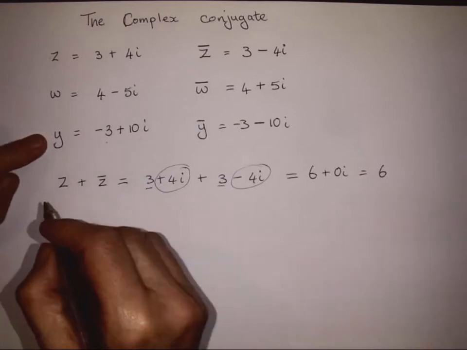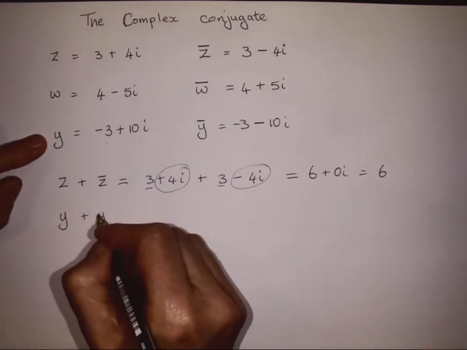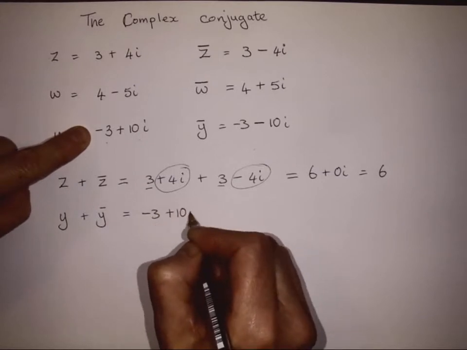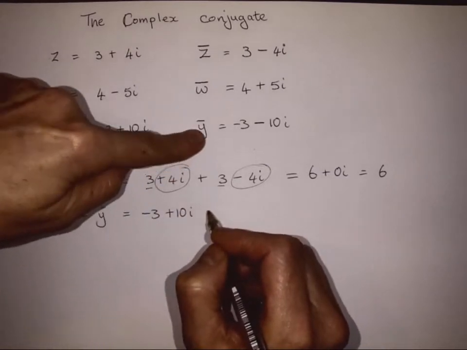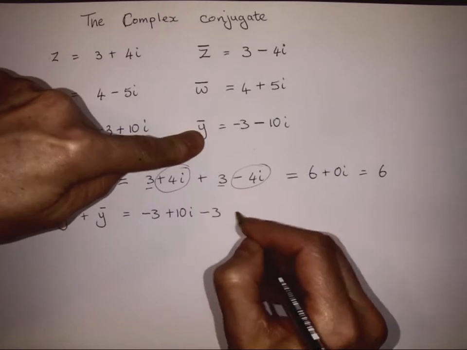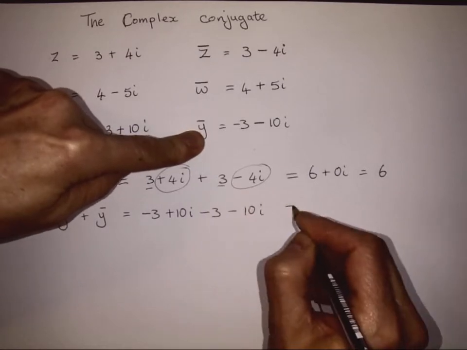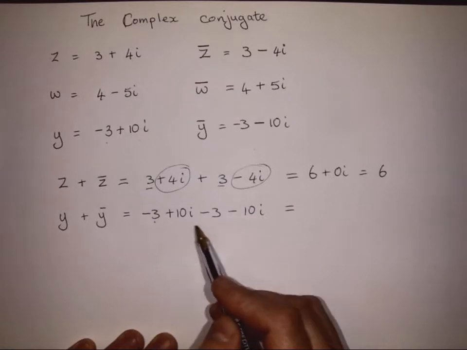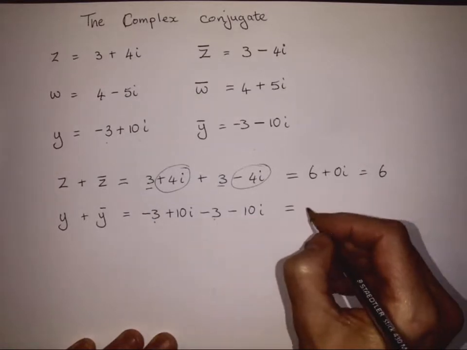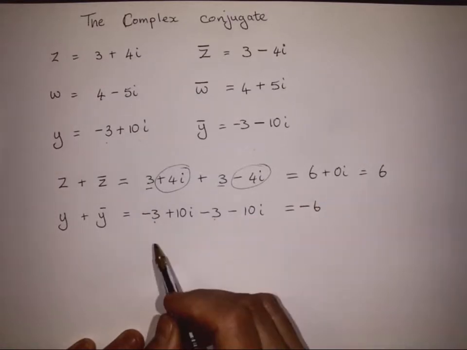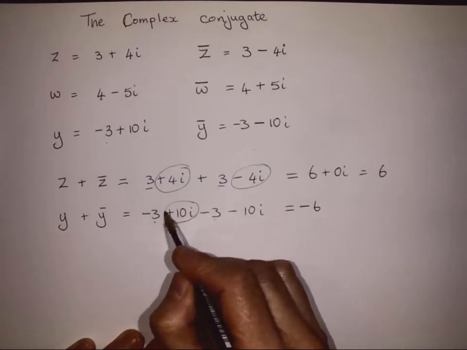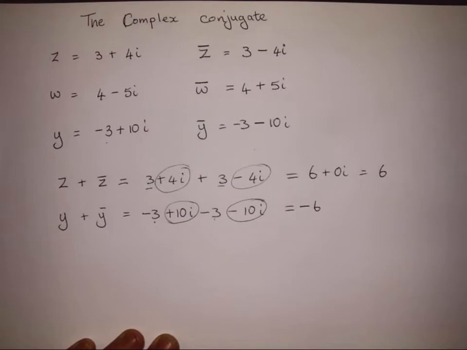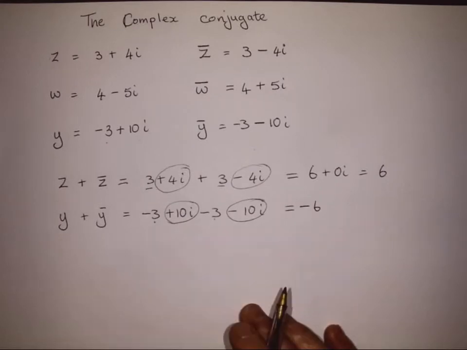Okay, I'll just do y. y plus y bar is going to be, y is minus 3 plus 10i. And then its conjugate is minus 3 minus 10i. So if I add these together, the real part is minus 3 and minus 3, which will give me minus 6. And the imaginary part is a plus 10i and a minus 10i, which will be 0. Okay, so it's just minus 6.